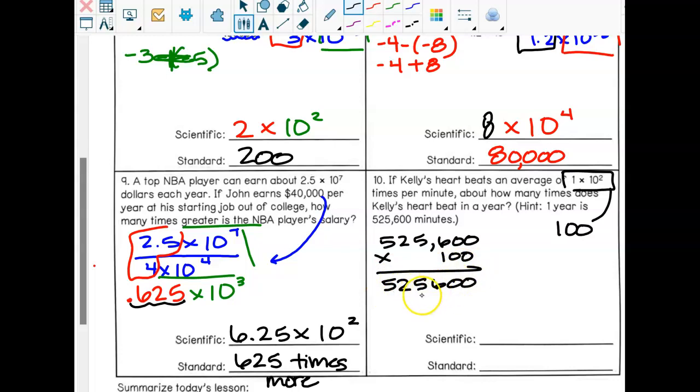So with the 525,600 and add 2 more zeros. So 1, 2, 3, 1, 2, 3. So that's basically 52,560,000 times. If I then change that to scientific, 5.256 times 10 to the 1, 2, 3, 4, 5, 6, 7th power.